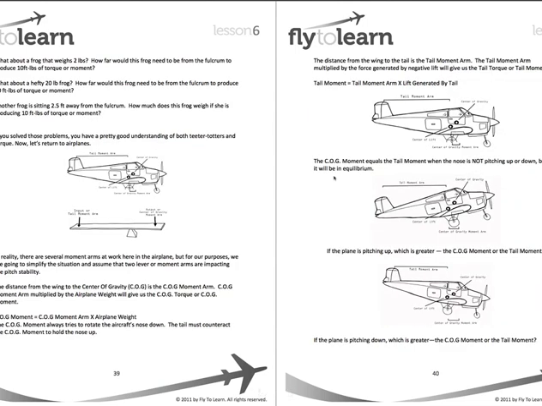Well, we asked them a series of questions. What about a frog that weighed 2 pounds? How far would it need to be from the fulcrum to produce 10 foot-pounds of torque or moment? Well, that would need to be 5 feet away. What about a hefty 20-pound frog? How far would this need to be from the fulcrum to produce 10 foot-pounds of torque? Well, it'd have to be a half foot away. So you get a sense that we get them doing that work.